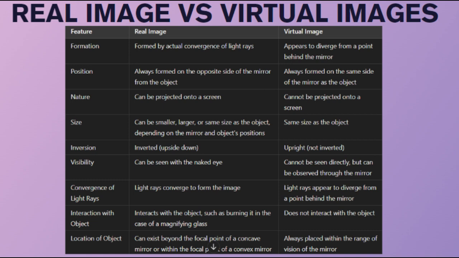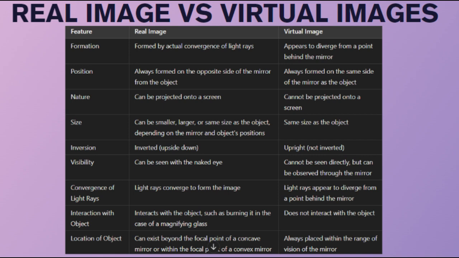Inversion. Real images are inverted, meaning they are upside down relative to the object. Virtual images are upright, meaning they maintain the same orientation as the object. Visibility. Real images can be seen with the naked eye. They are physically present and can be observed directly. Virtual images cannot be seen directly.